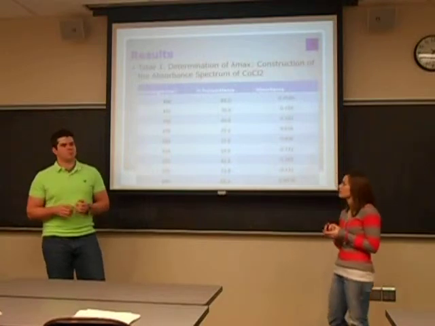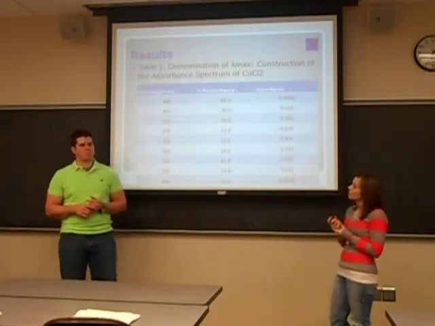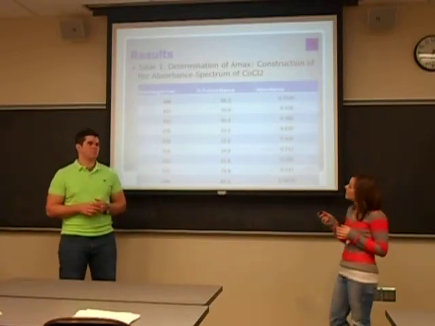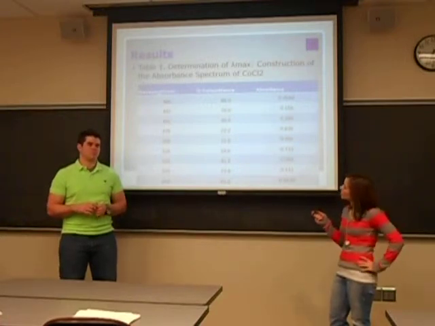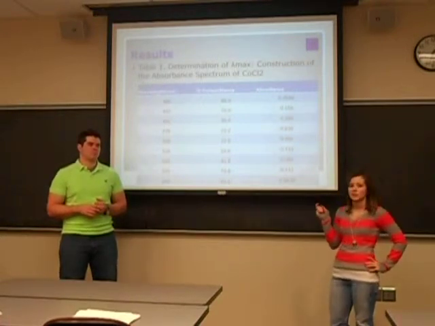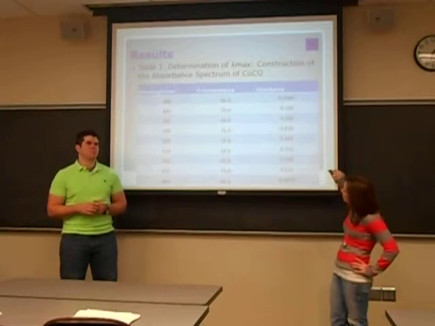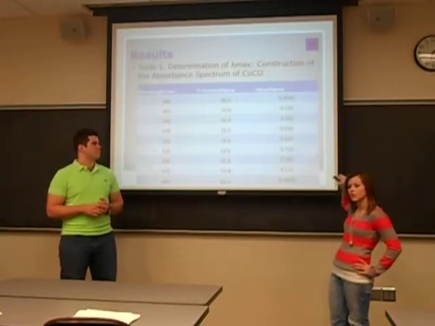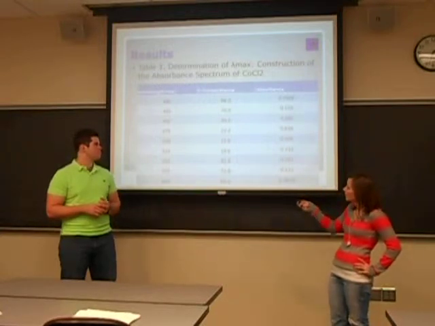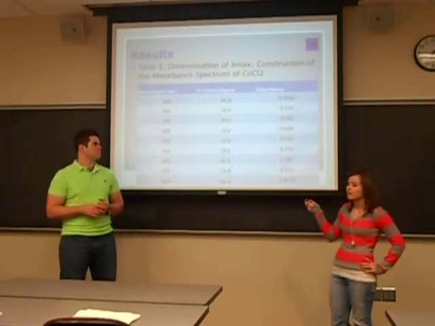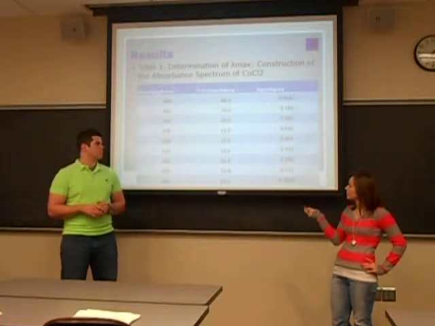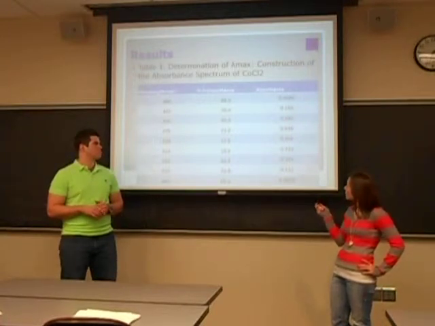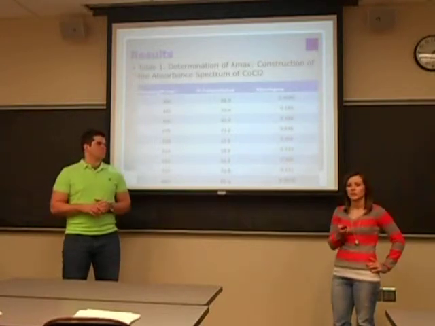So this is our results. The first table is our determination of lambda max. As you see, this table shows the relationship between wavelength, transmittance, and absorbance. Transmittance decreases as absorbance values continue to increase until the lambda max of 500 nanometers. And then percent transmittance values started to increase as absorbance values started to decrease, showing an inverse relationship.